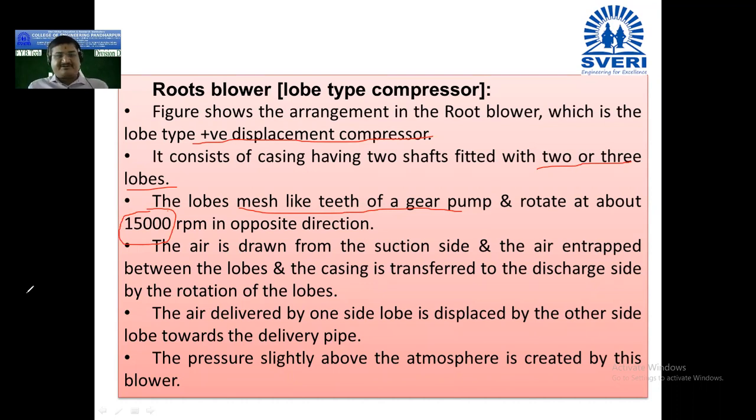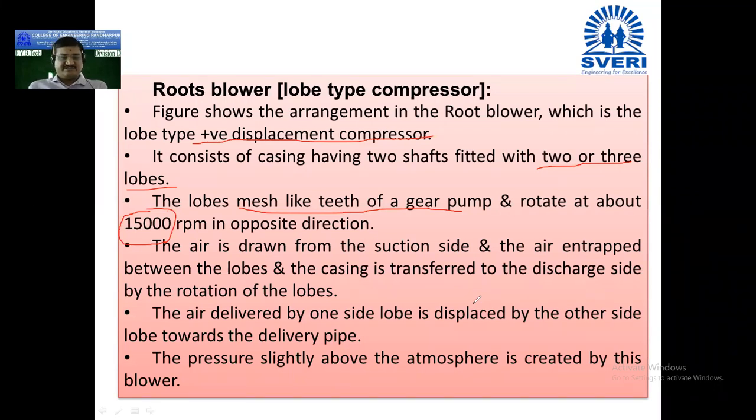And due to that particular speed, the air which is taken from the suction side is entrapped and it is transferred to the discharge port. Okay, and that particular pressure is slightly more than the atmospheric pressure, and that highly pressurized air we can take at the another end. This is the working of the root type of the blower, means lobe type of the blower.